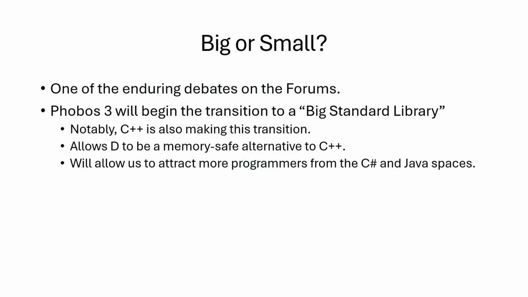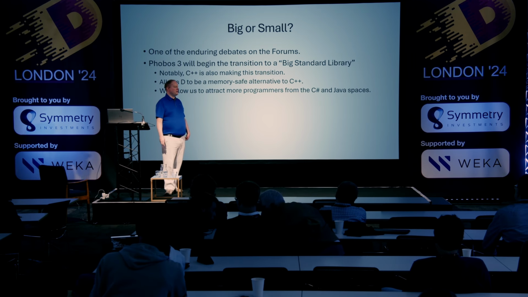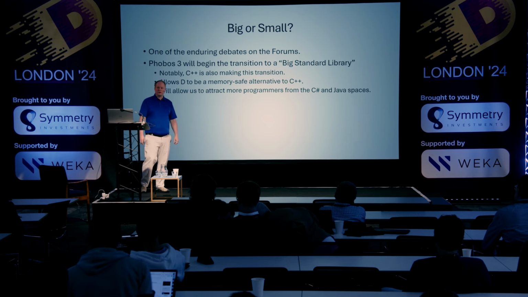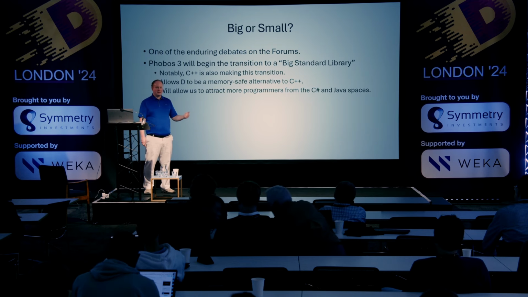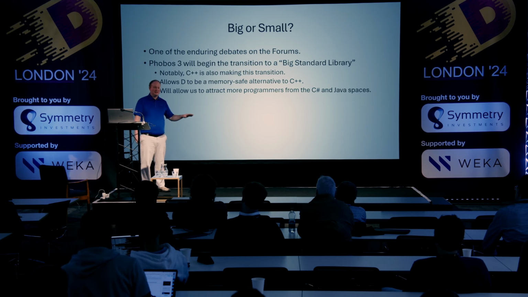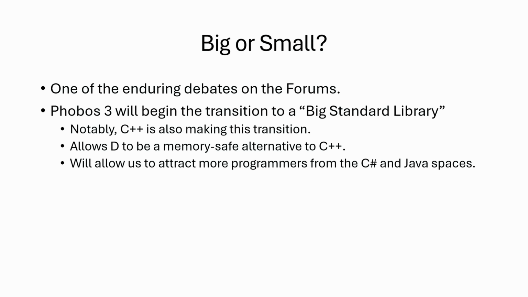Big or small? This has been another perennial debate on the forums. Should Phobos be a small library or a big, expansive library that covers as much as possible? I hate to say that, but think big like Java or C#. Although, interestingly, C++ is actually working on becoming a big standard library as well. They have a lot of working groups going on a lot of different things. Graphics, they're getting a graphics library at some point in the future, which I'm not saying we need to do. But the point is that the general trend in the industry is away from small standard libraries. This would actually make it easier for other people to come in, and it would allow us to become that memory-safe alternative to C++ that we are supposed to be.